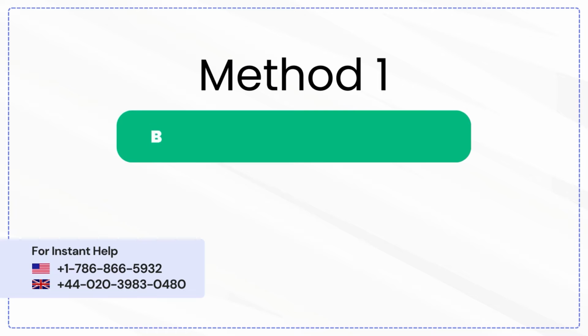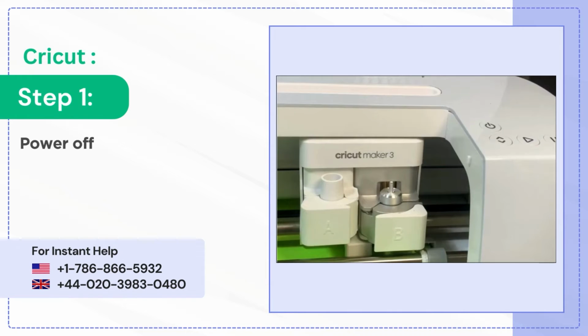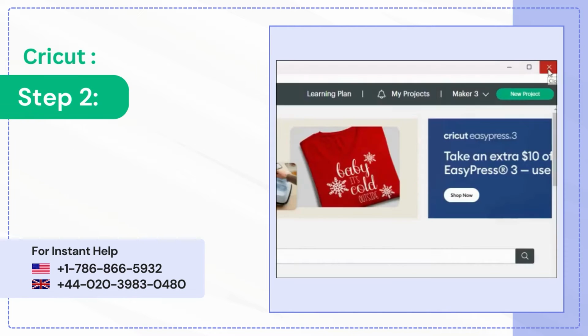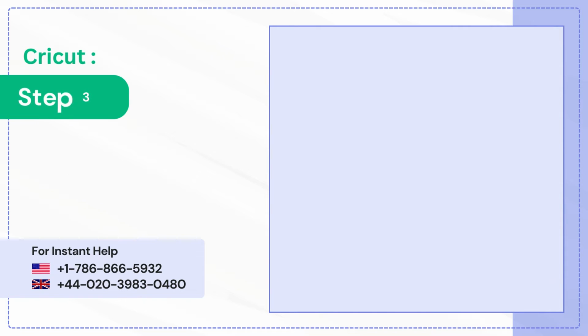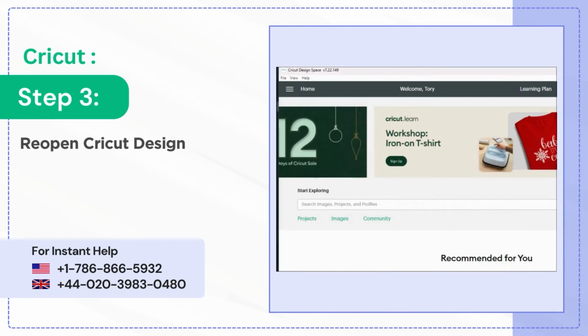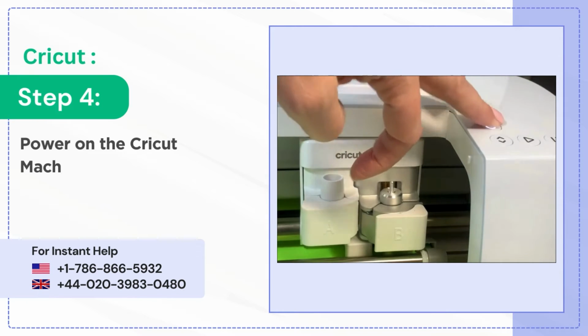Method 1. Basic troubleshooting. Step 1. Power off the Cricut machine. Step 2. Close down Cricut Design Space. Step 3. Reopen Cricut Design Space. Step 4. Power on the Cricut machine and try to cut.